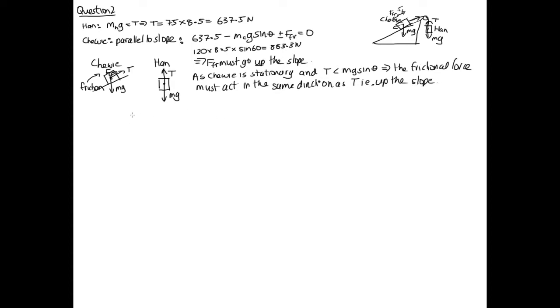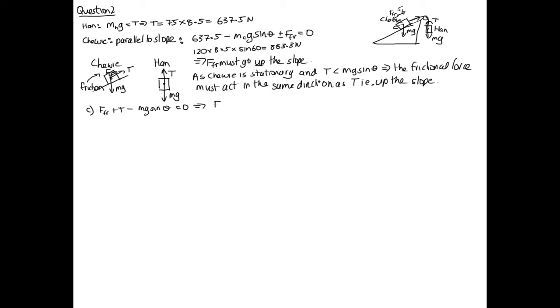Okay, now C, calculate the magnitude of the static friction force between Chewie and the crater's slope. We know that he's not accelerating, so Newton's second law tells us that the sum of all the forces has to equal 0. So we've got the frictional force plus the tension force minus mg sine theta. This is just taking all the components parallel to the slope, equal to 0, and we've worked out what T is. Up here it was 637.5 and mg sine theta was 883.3.